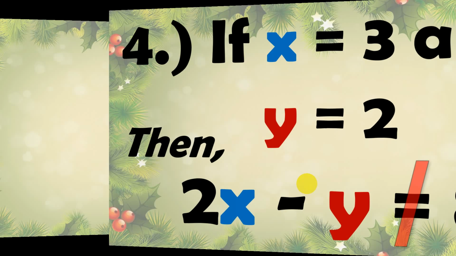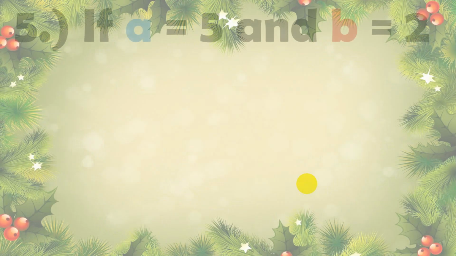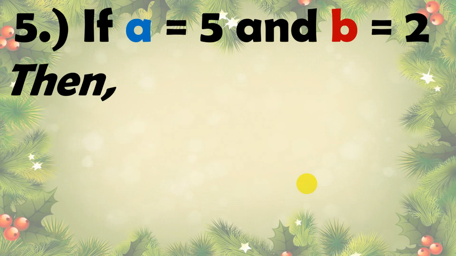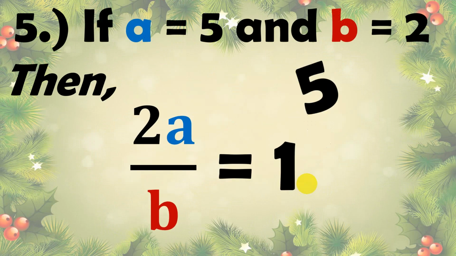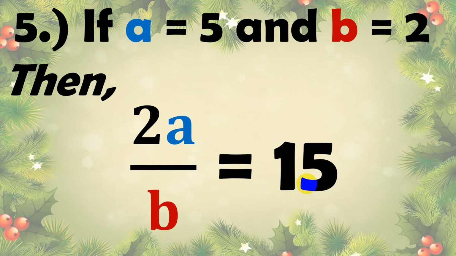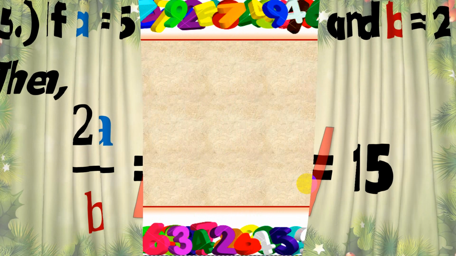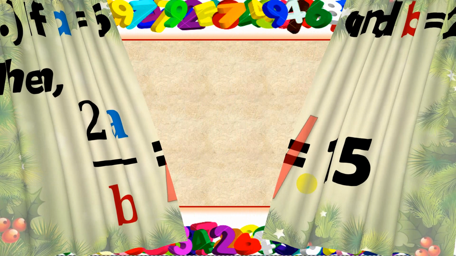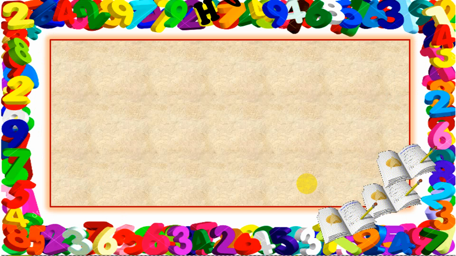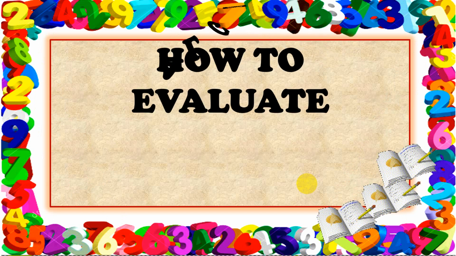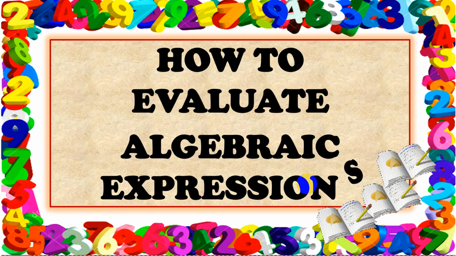Okay, next, number 5. I have here, if a equals 5 and b equals 2, then 2 times a divided by b is equal to 15. Is it a fact or is it a bluff? Okay, that is a bluff. All right. So for today, we are going to have our lesson all about evaluating algebraic expressions.